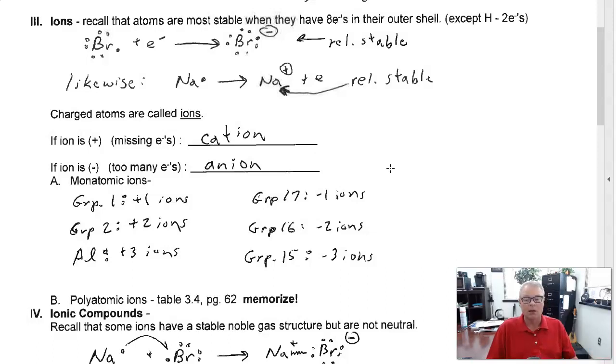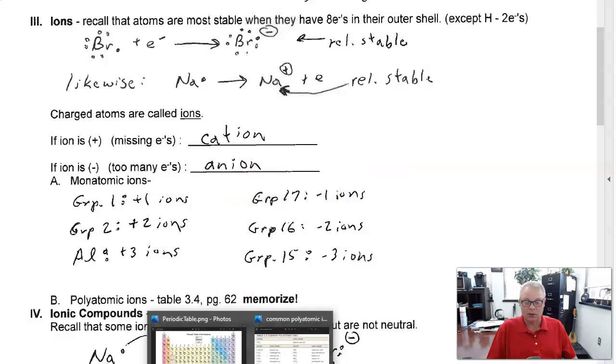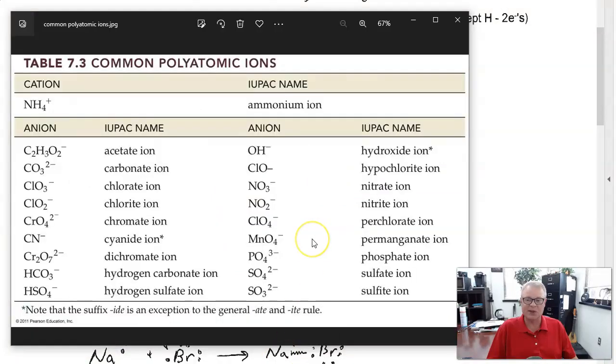All right? So if you look at table 3.2, this is not table 3.2. This is table 7.3, but somebody's got my book. And this chart is pretty much the same as what you've got. I mean, your common polyatomic ions are pretty much what they are.